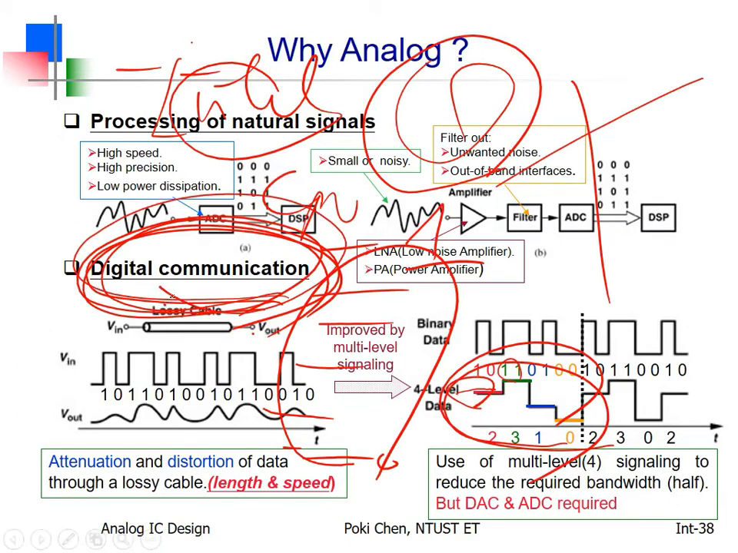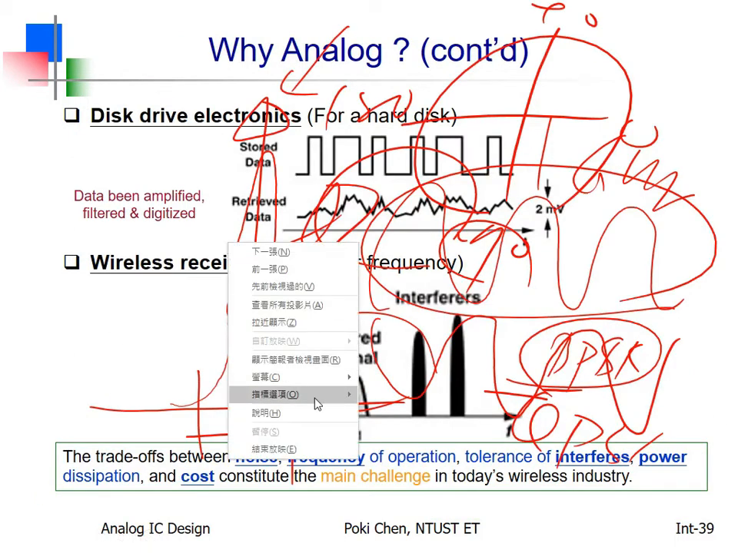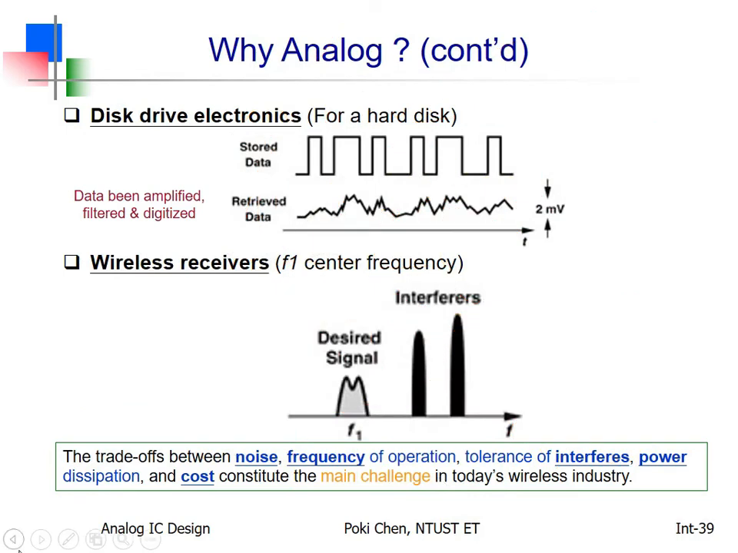Again, no digital IC designer can achieve anything for nowadays digital communication. Sorry for that. All of them should be designed by us. I mean, analog IC designers. All right? And I told you already, our life is harder than digital ones because we need to do a lot of trade-offs. We need to pay attention to noise, frequency of operation, interference, power dissipation, money, the cost, blah, blah, blah. All right?